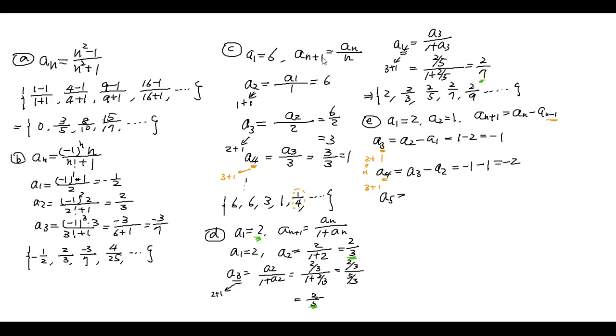Okay, now let's try one more, A5. Take a look at what A5 is. 5 is what? It's 4 plus 1. So my n here is 4. So it will be A4 minus A(4-1), which is A3.